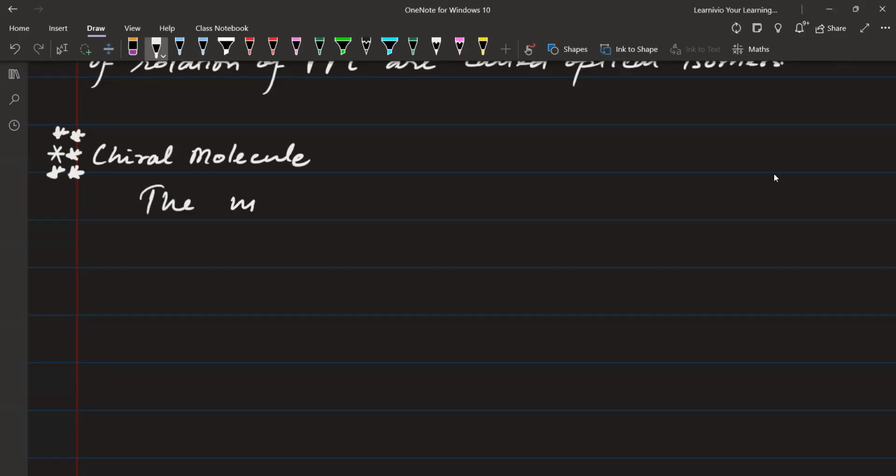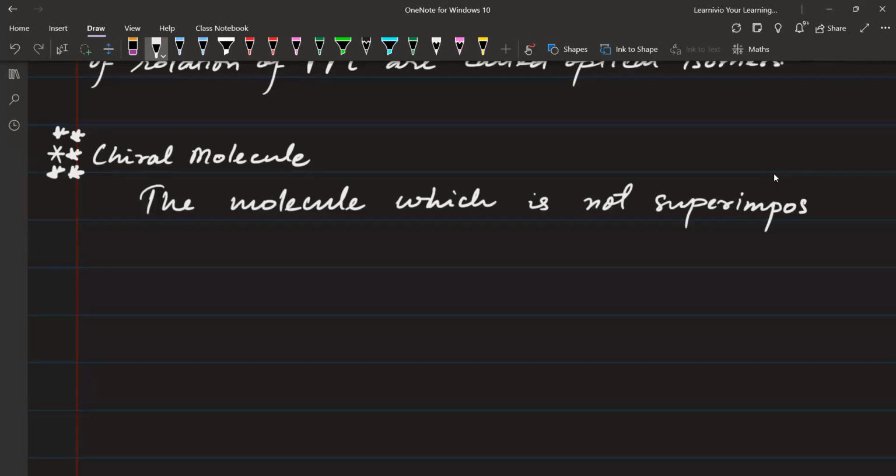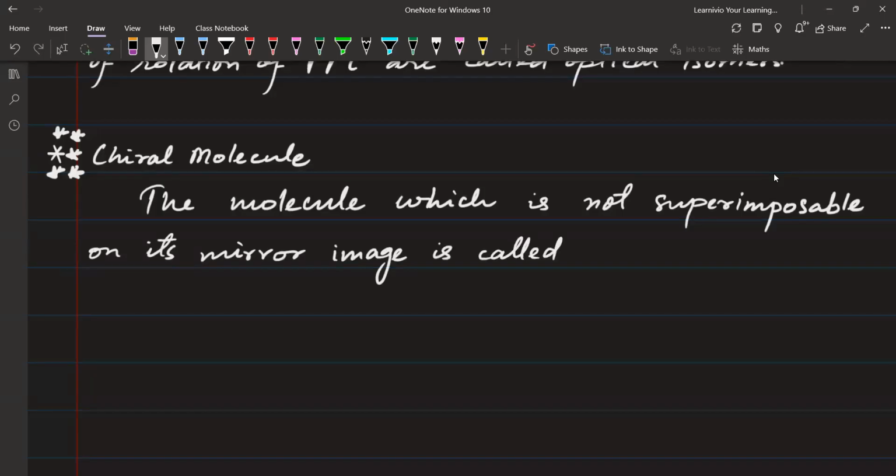A molecule which is not superimposable on its mirror image is called a chiral molecule.